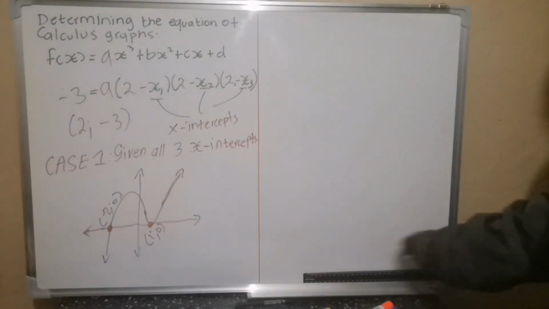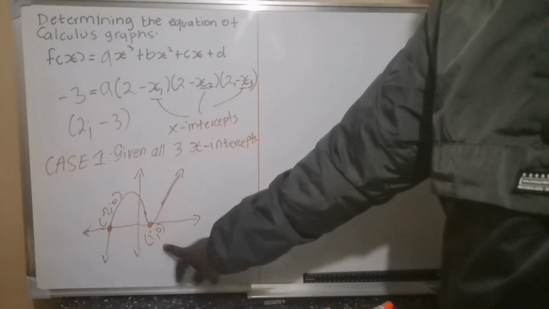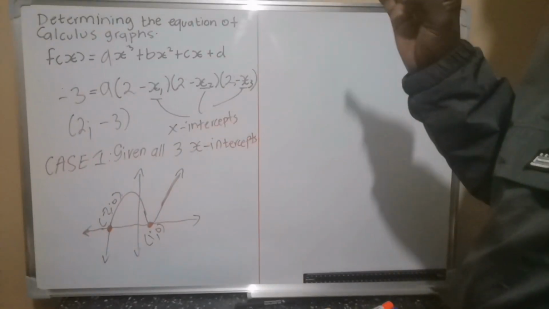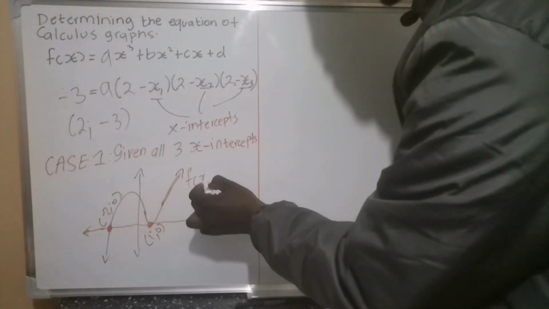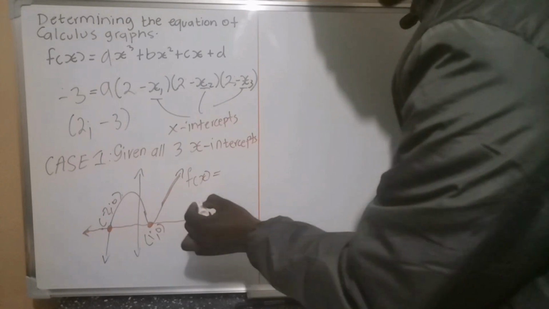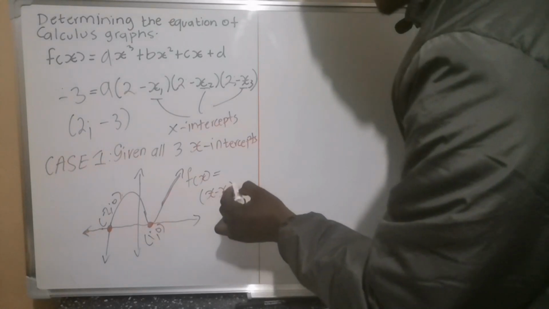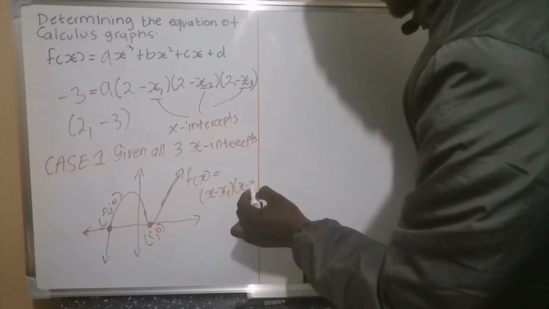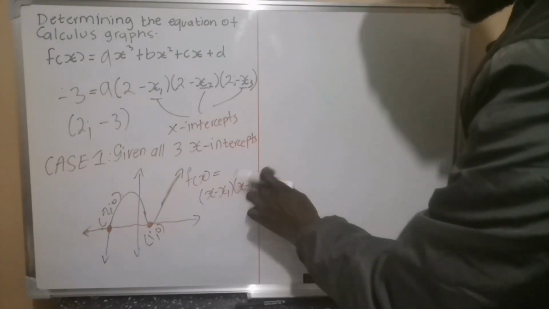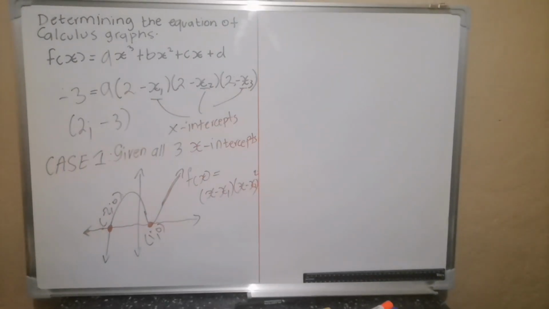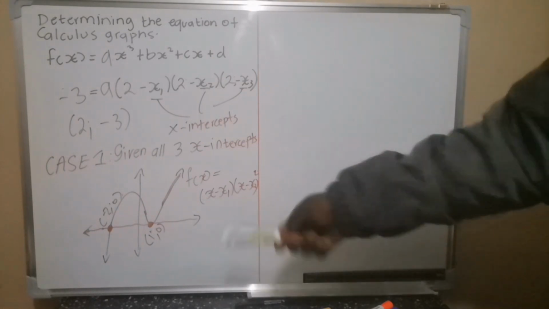Now, the formula to use for this one has a turning point and an intercept in this case. That means you have a turning point and an x-intercept at one point. So the equation for this one, you're going to have f of x be equal to x minus x1, x minus x2 squared. So here we're going to have squared, but don't stress about it.